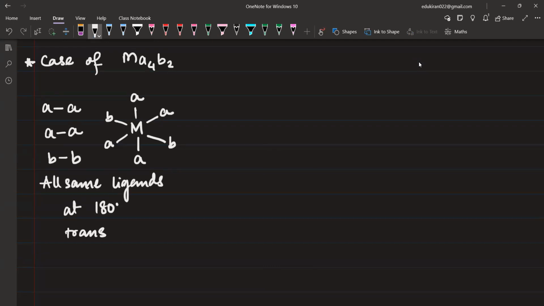Now the other case that you can have is A opposite to B, A opposite to B, and A opposite to A. How are we going to make this?